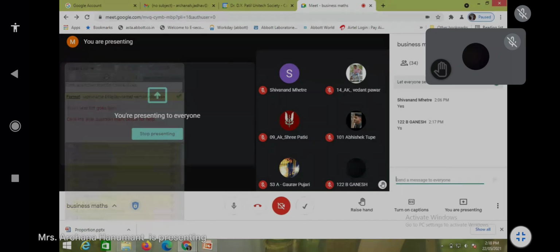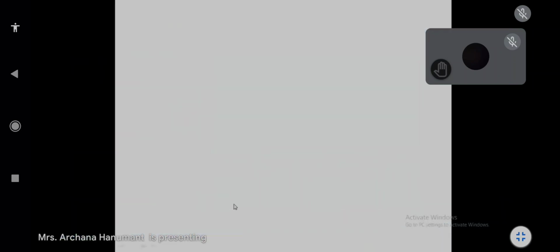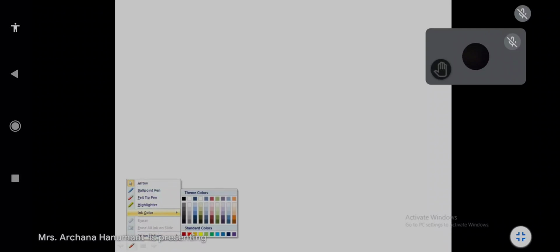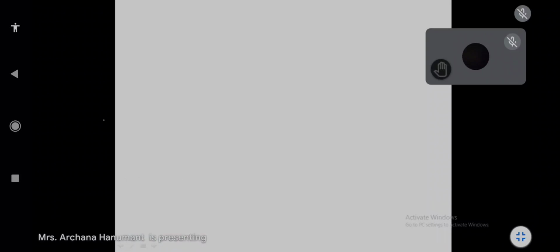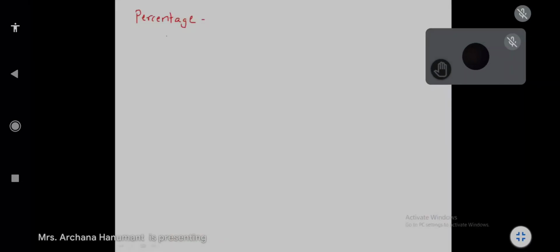Next one is percentage. Everyone knows what is meant by percentage, correct? Next topic is percentage. So there are some rules. A percentage is a ratio. It has no units.